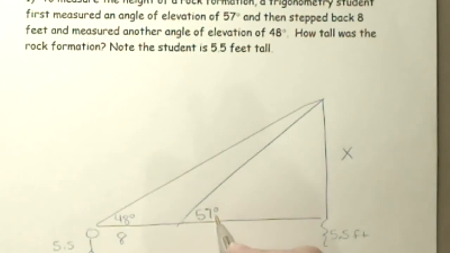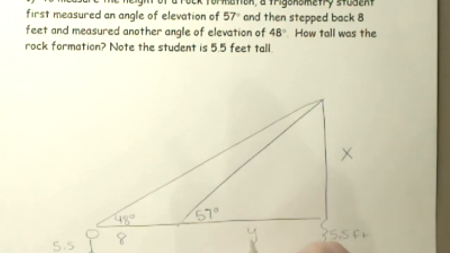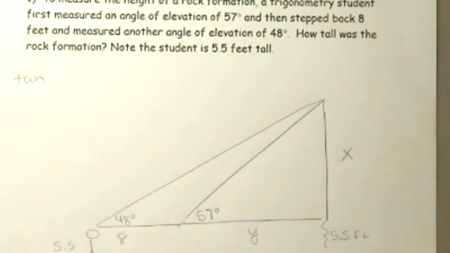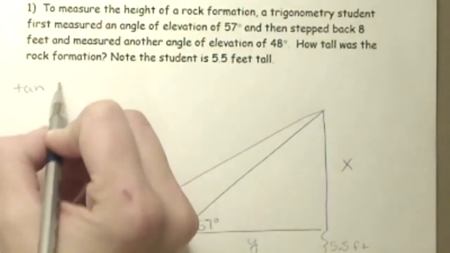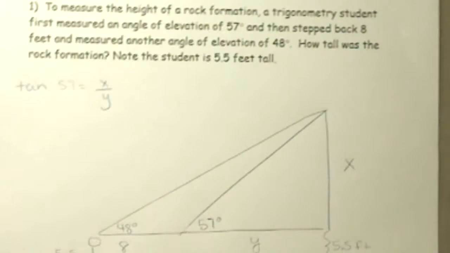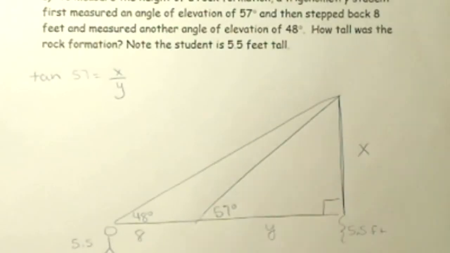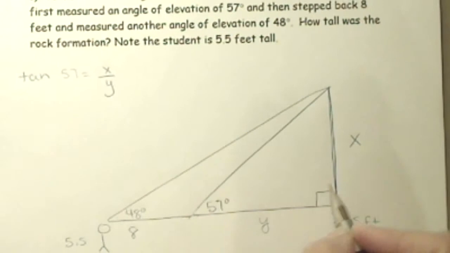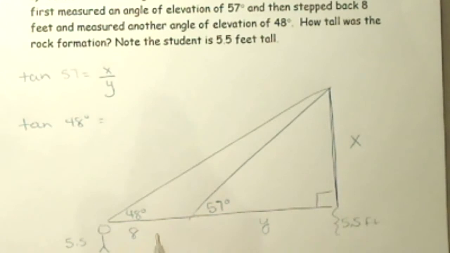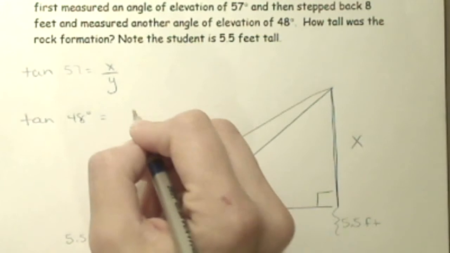If I look at the first angle of elevation, I don't know the opposite. I don't know the adjacent. I'm going to call it y. I can set up a tangent function. So the tangent of 57 degrees equals the opposite over the adjacent for the smaller right triangle, this being my beautiful rock formation. For the second angle of elevation, the tangent of 48 degrees is equal to the opposite x over the adjacent, which is y plus 8.